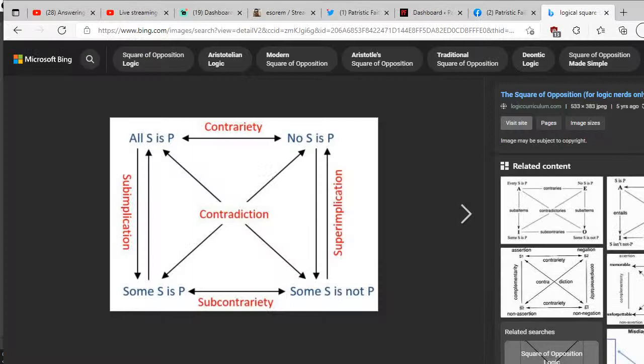Logical square of opposition. And then I'll get an image up for you. Okay, let me share screen. Hopefully you can see that.